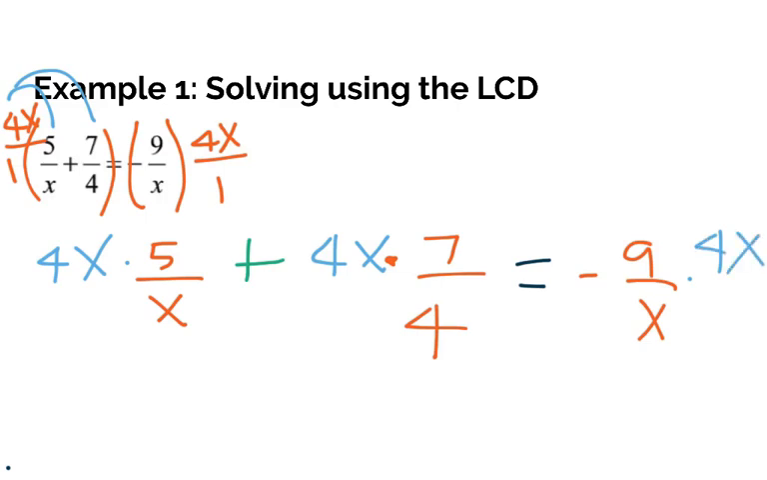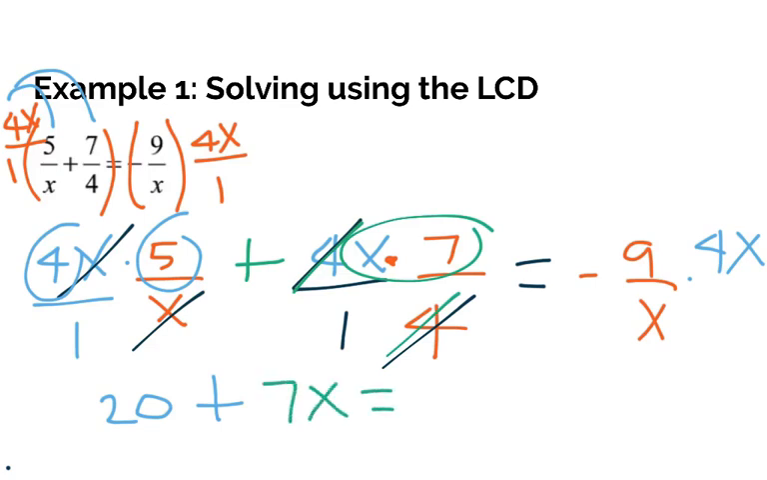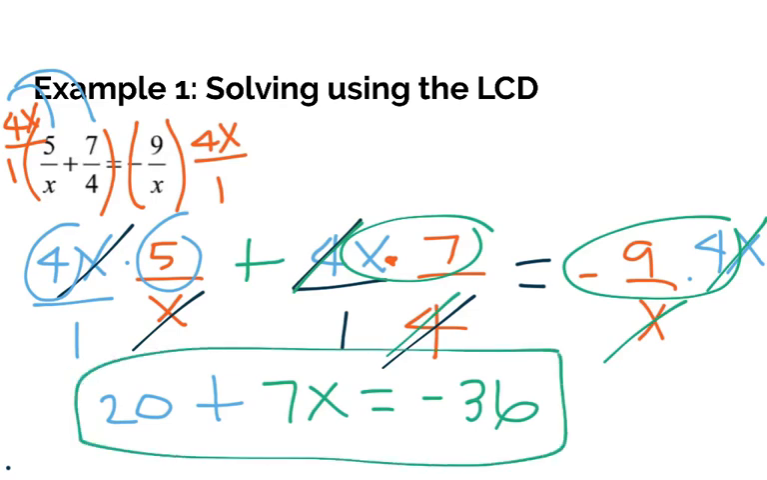Okay, so why I say you can do this quickly in your head is because these x's will cancel, and over here on this one, these 4's will cancel. So what I'll be left with is just 4 times 5, which is 20, plus, and then over here, these 4's canceled, so I just have 7x, equals, and then over here, these x's will cancel, so I just have negative 9 times 4, which is negative 36.